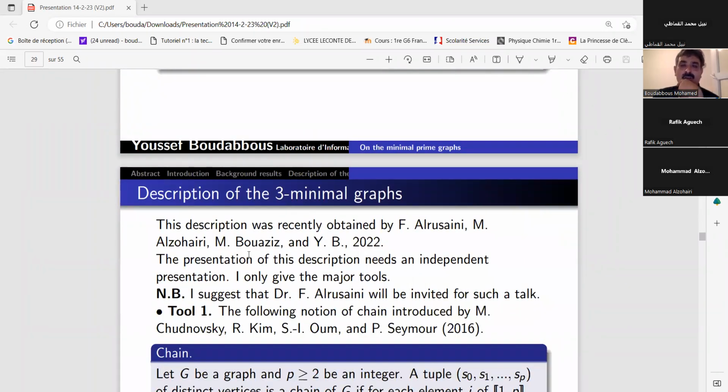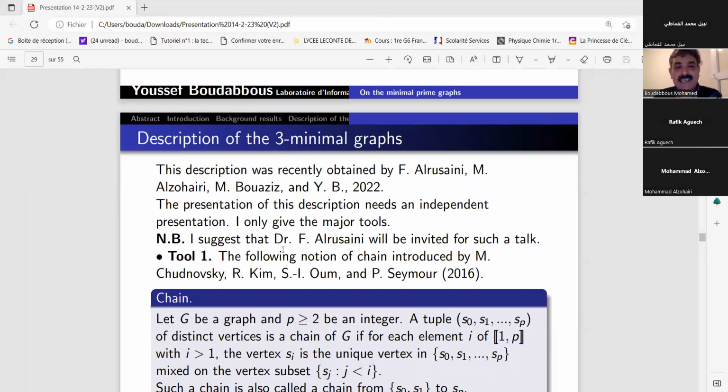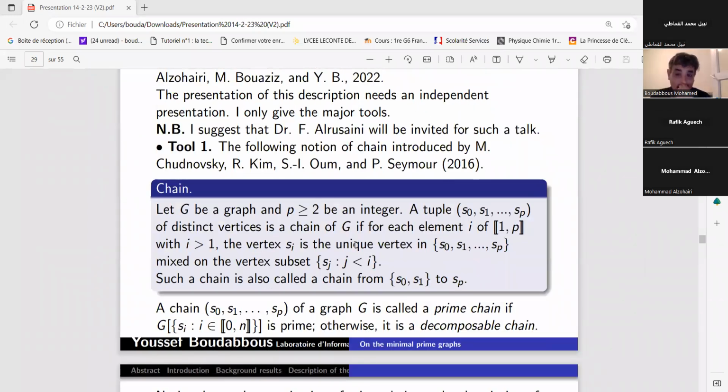For the work with Fatma Arsini, Al-Zuhairi, Youssef Bouaziz, as I told, the presentation of this description needs an independent presentation. I only give the major tools. I suggest that Dr. Fatma will be invited for such a presentation. Here we give the tools.